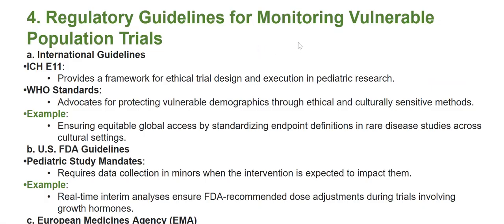Regulatory guidelines for monitoring vulnerable population trials. Despite the order, we'll start with international guidelines. And we know here ICH E11. ICH, as we know, is the International Council for Harmonization. E11 provides a framework for ethical trial design and execution in pediatric research. So E11 here in ICH is about the pediatric participation in clinical trials.